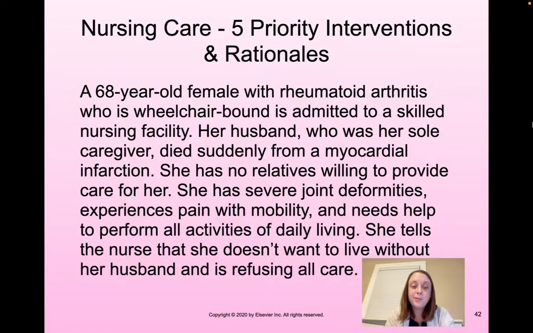Let's look at an example of a patient with an autoimmune disease, and let's talk about our nursing care. We're going to come up with 5 interventions that we would prioritize for this patient, as well as the rationales behind them. So here's our patient.